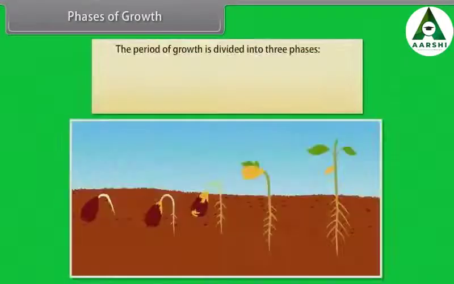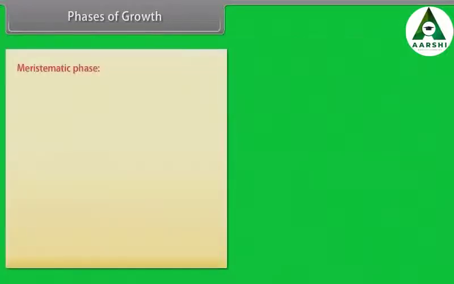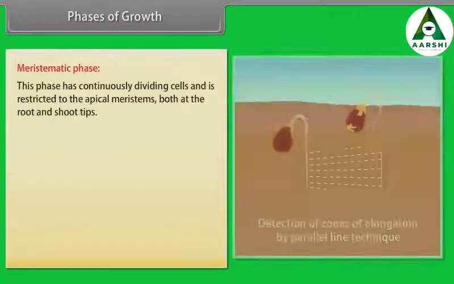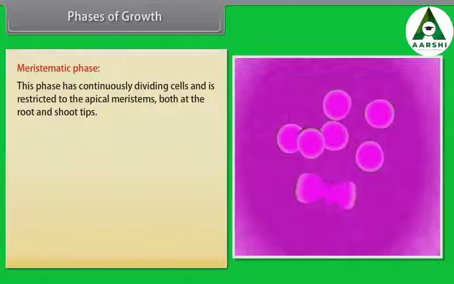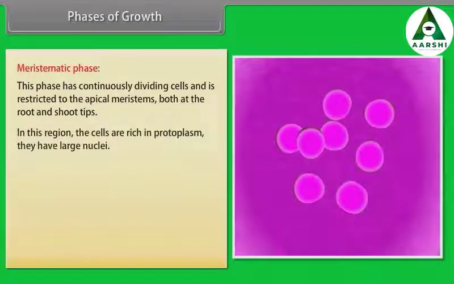Phases of growth. The period of growth is divided into 3 phases: meristematic, elongation and maturation. Meristematic phase. This phase has continuously dividing cells and is restricted to the apical meristems, both at the root and shoot tips. In this region, the cells are rich in protoplasm. They have large nuclei.